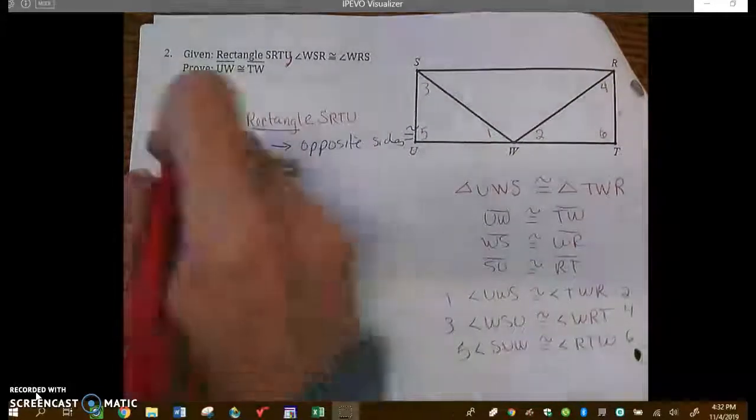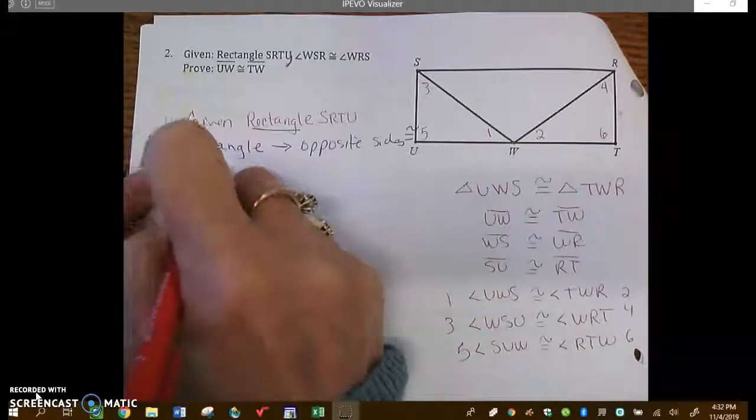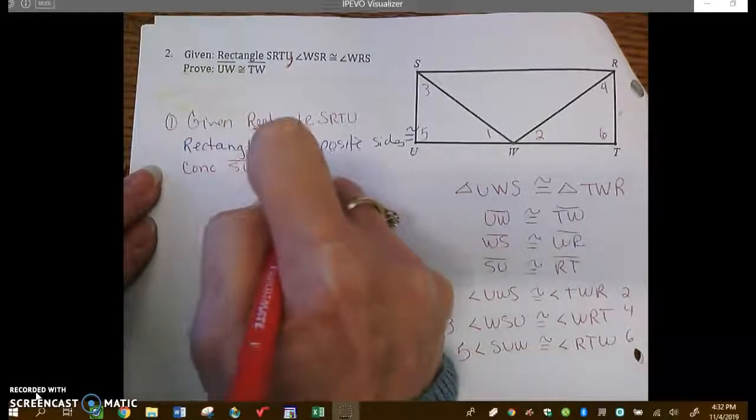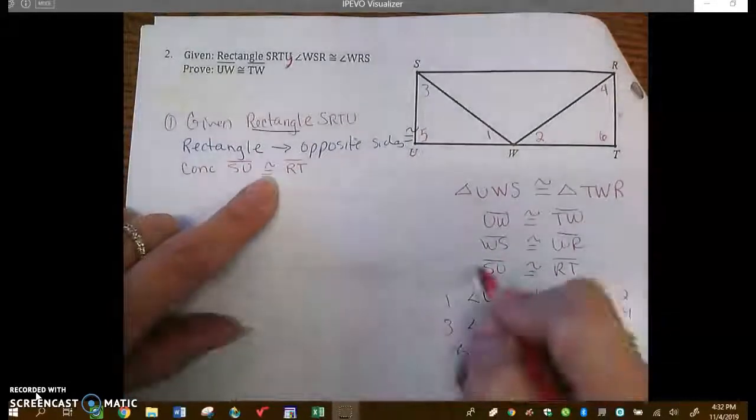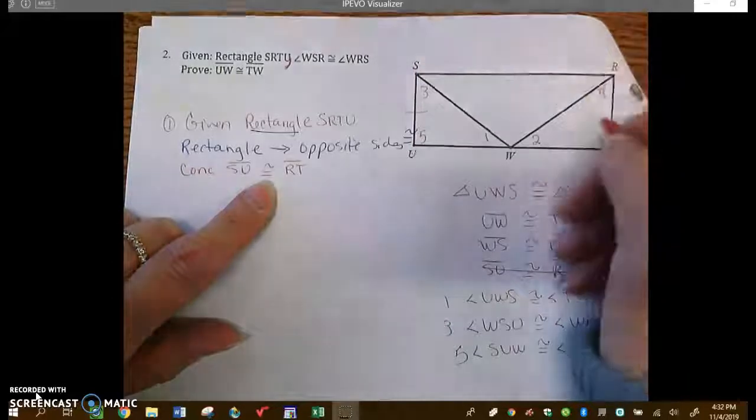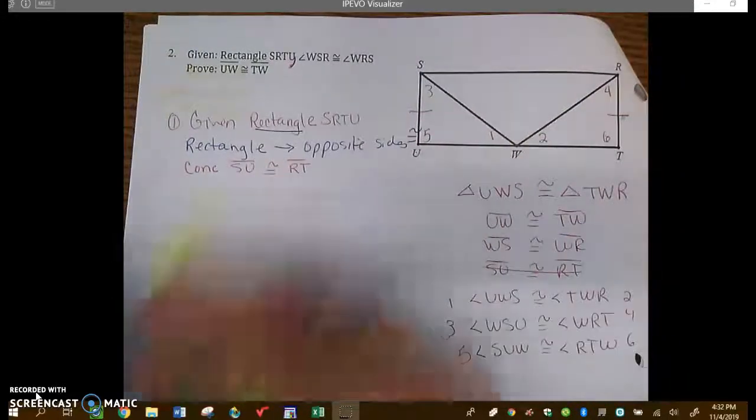All right, from that I can make the conclusion that line segment SU is congruent to line segment RT. All right, crossing that off the list, putting my markings in the picture, and that is 1 congruent sign.